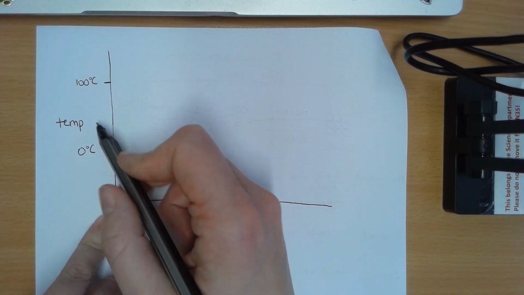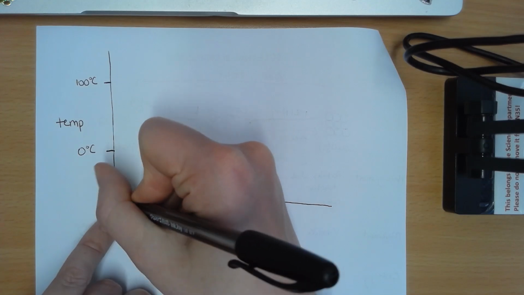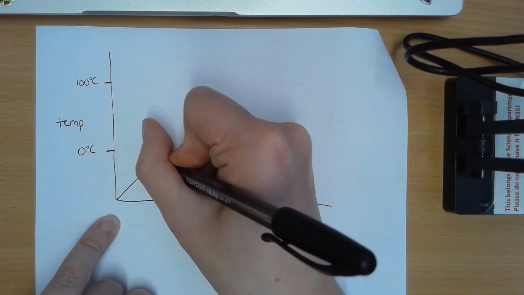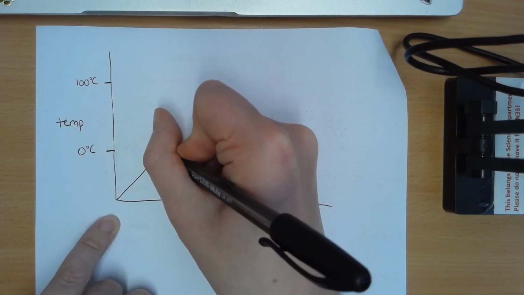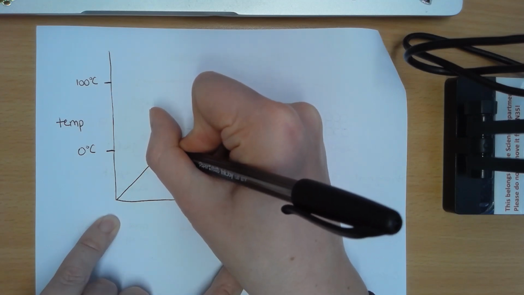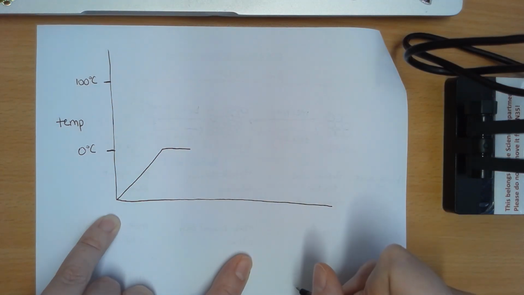I've got 0 degrees and I've got 100. So I'm going to start below 0 degrees. Okay, imagine I have a piece of ice. I'm going to heat it. And as I heat it, my ice is getting hotter and hotter. And then at 0 degrees, I end up with this kind of flat plateau, okay, at 0 degrees.